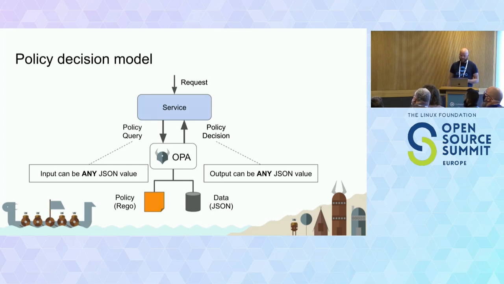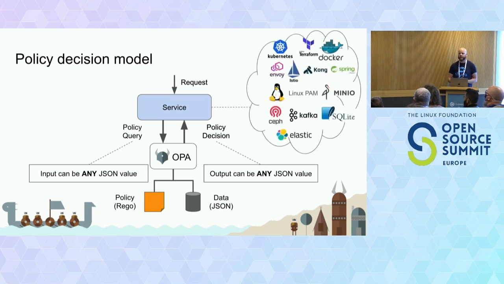We have a service, and we have a pretty broad definition of service. It can basically be anything that services a request from a user or another service. It could be a Kafka broker, a microservice, a Linux PAM module, or whatnot. When that request comes in or is dispatched, rather than making a decision of our own, we forward it on to OPA. So we ask OPA for a decision instead.